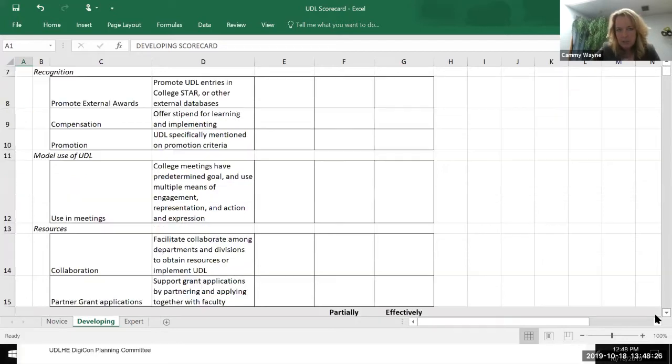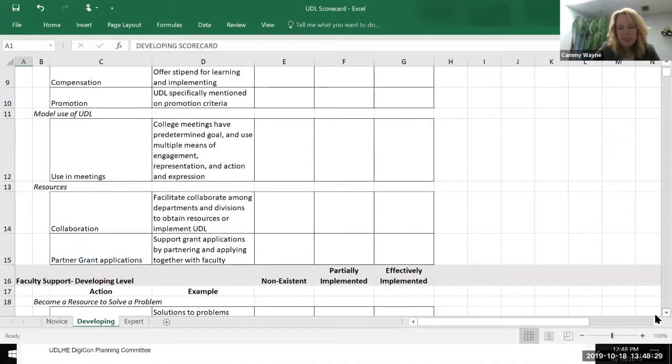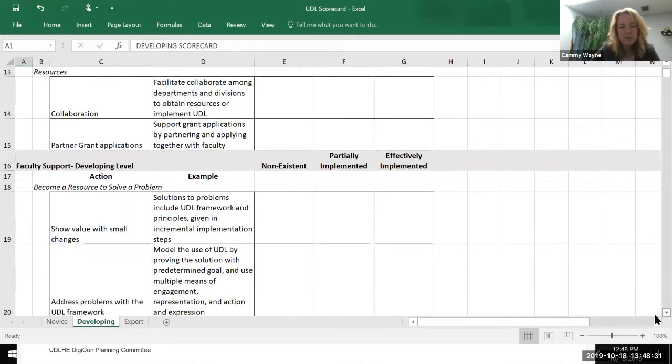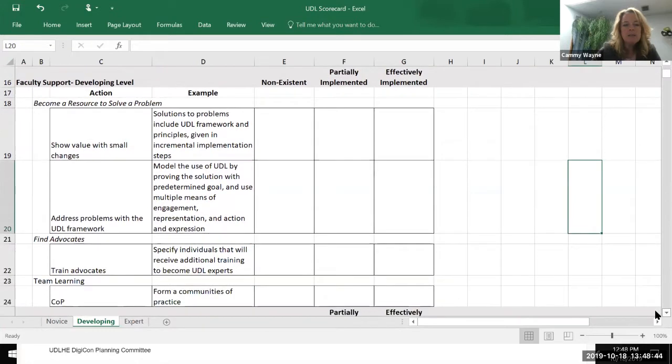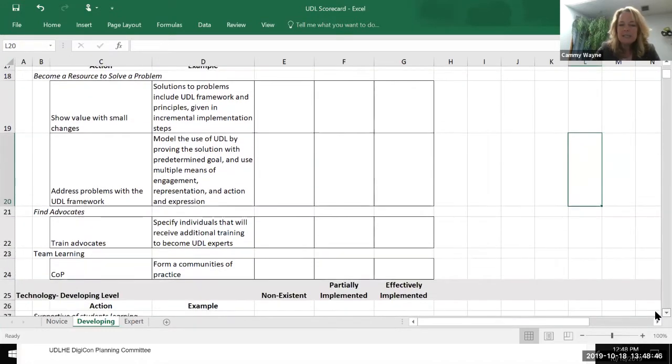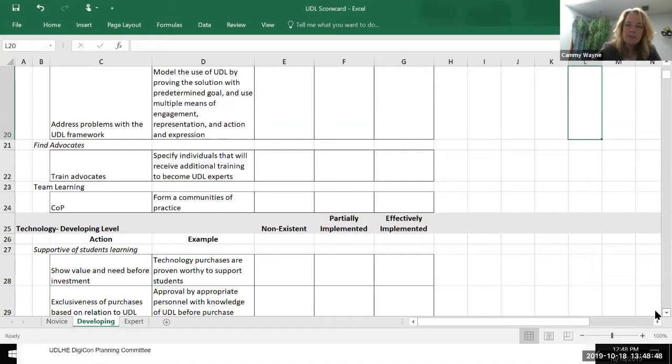It's a lot to look through, but maybe if you can just scan through and see if you thought you were at this developing level, are you doing some of these activities? I think most of you were or thought you were at this developing level. So read through these, or if you were able to download it from that link, you can fill it out and see if it agrees with where you thought you were.